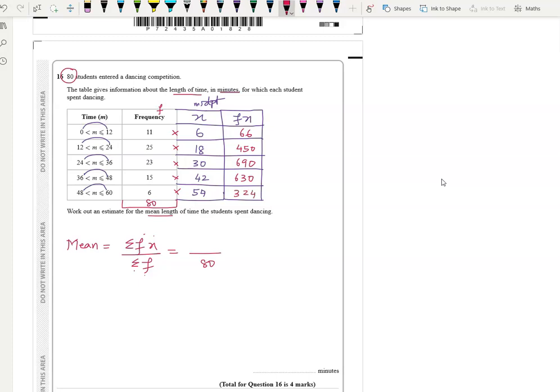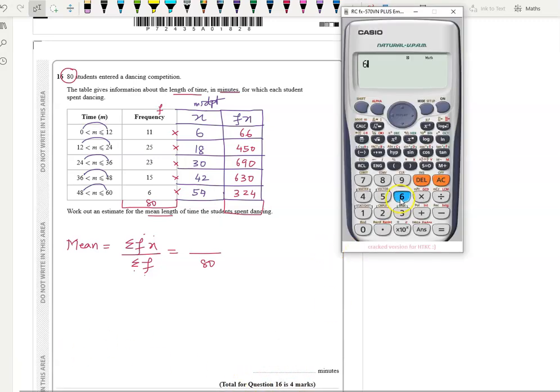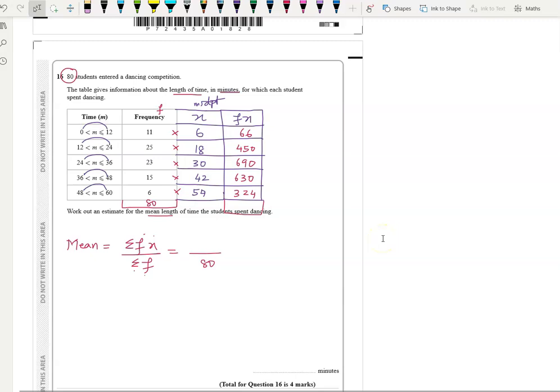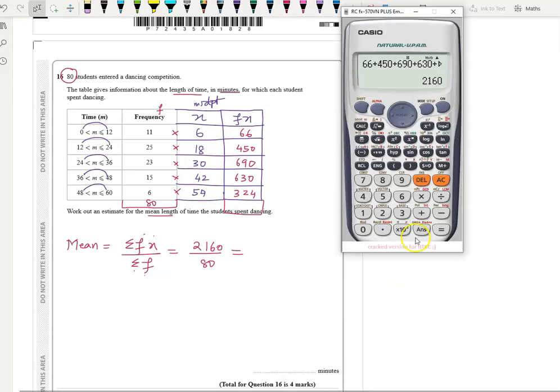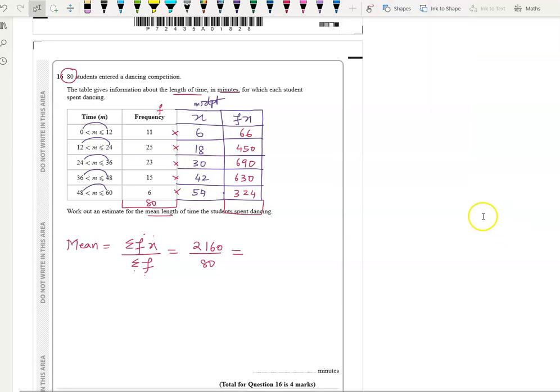You got fx. We need sigma fx, meaning I need the total of all fx. So let's find the total. It is 66 plus 450 plus 690 plus 630 plus 324. So the total is 2160. So sigma fx is 2160. To get the final answer, you divide 2160 by 80. So your mean is 27.